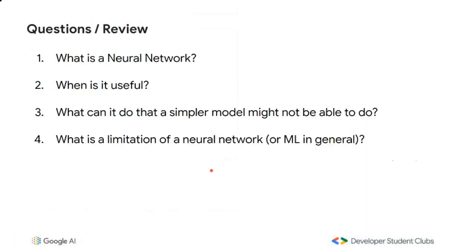So let's review what we have learned till now. What is a neural network? In simple language, a mathematical function that maps the data to process the output.